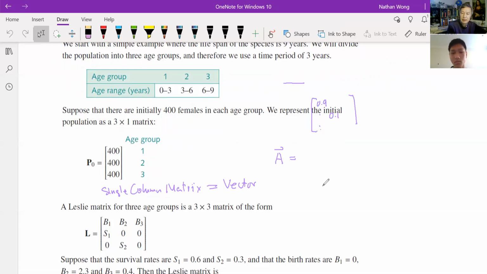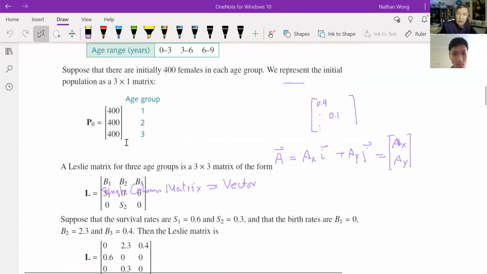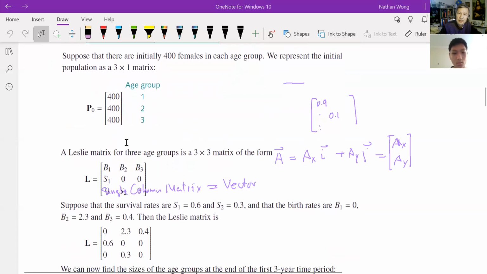Yeah. A vector has components. They have x, i, plus y, j. Have you seen that? Yes. And that's just 2 by 2. Or you can write this as a matrix. It's called a single column matrix. You can put the x component here and the y component here. That is very useful. In mathematics, and also in other subjects, say chemistry, we can use a single column to represent a state. In this case, that's the initial population.